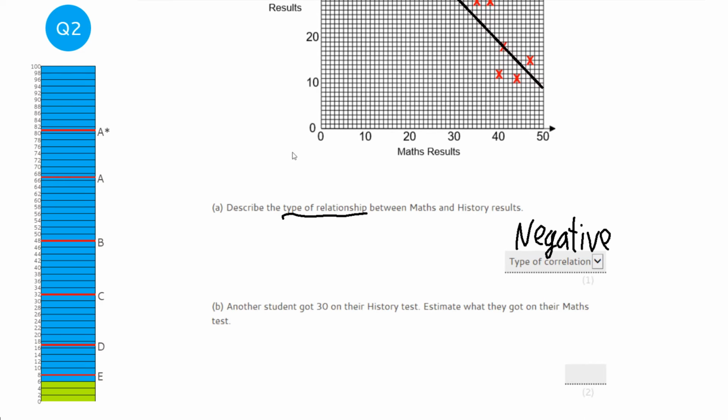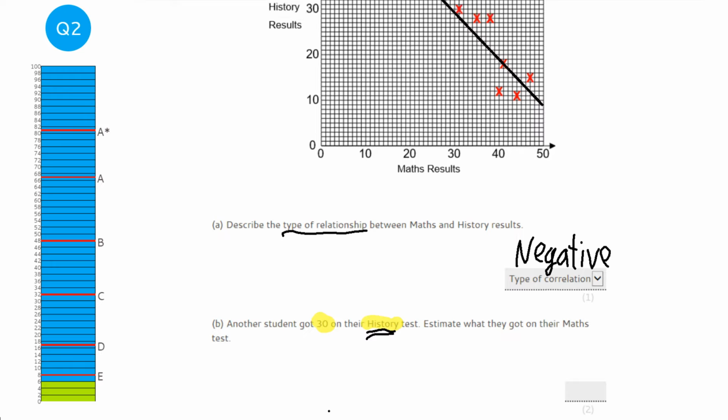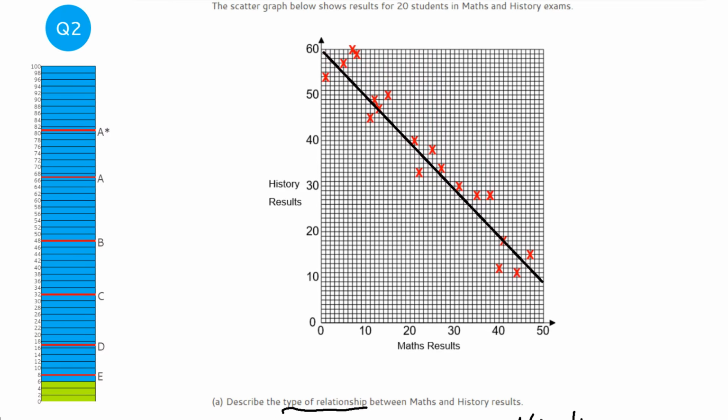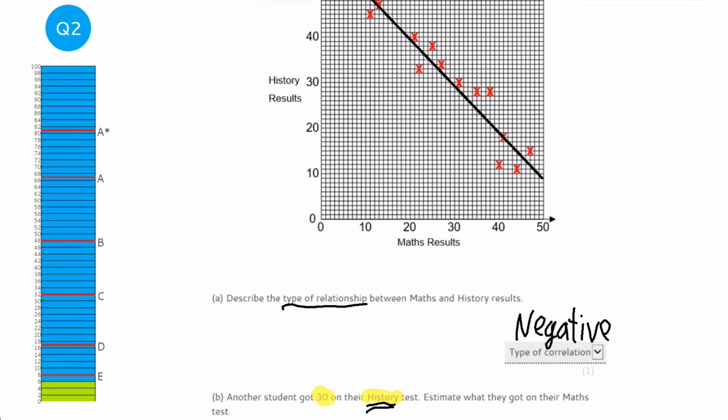So another student got 30 on their history test. Now always be careful to read which one they got 30 on. Okay, it's very easy just to assume it's the one at the bottom, but it's actually the history test. Estimate what they got on their maths test. So when it says estimate, they are willing to give a bit of leeway because everyone's probably got a different line of best fit. So let's just check 30.